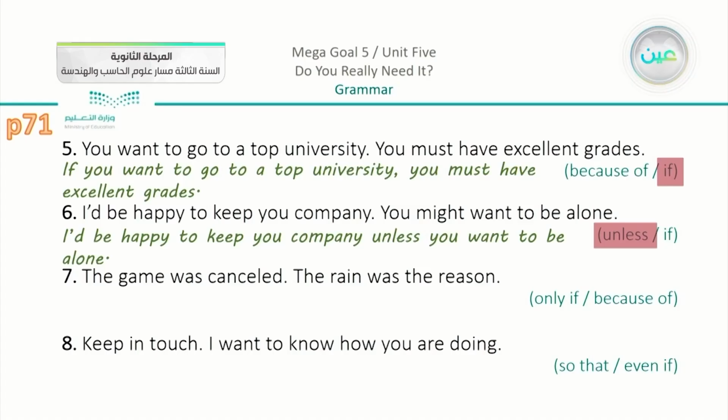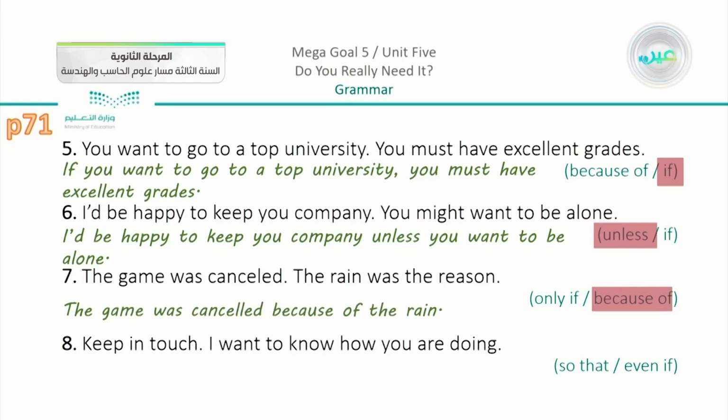Number 7, the game was canceled. The rain was the reason. So I'm showing that there is a reason here. That's why I'm going to choose here because of. So the linking sentences will be the game was canceled because of the rain. Now you can see that there is a kind also of shortening in these sentences that we did. So once you have joined the 2 sentences together, you can shorten your sentence.